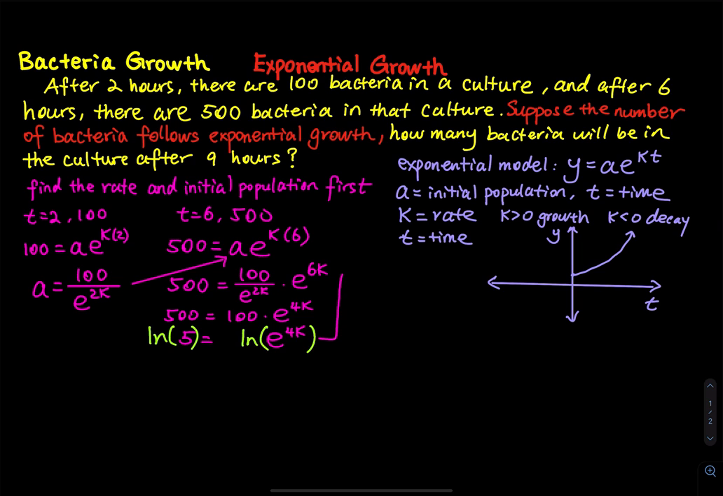So let's bring it over here. We have ln 5 equals 4k times ln e. Ln e is equal to 1, so we have ln 5 equals 4k. And then k is equal to ln 5 divided by 4. If you evaluate that, this is greater than 0. So when k is positive, what does that mean? That means the population is increasing exponentially.